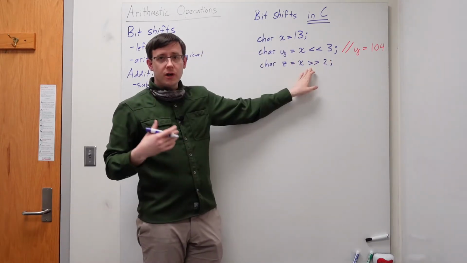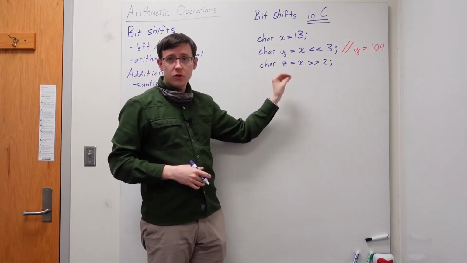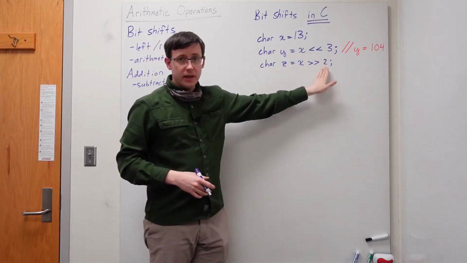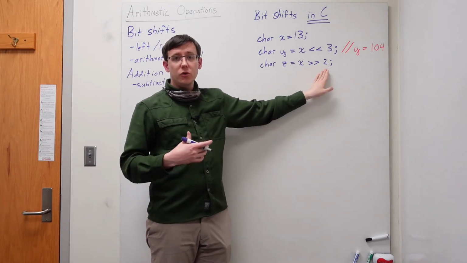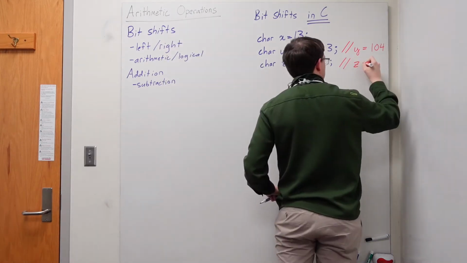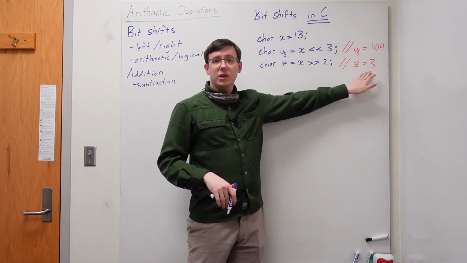Here the chevrons are pointing to the right, and so we are shifting x to the right by 2 places, which is equivalent to dividing x by 2 squared. And any remainders are lost, and so we end up with a value of 3.